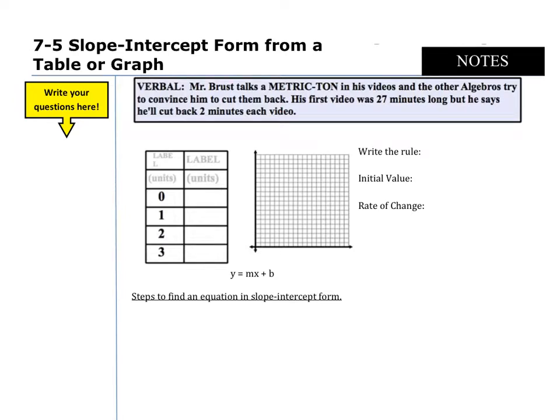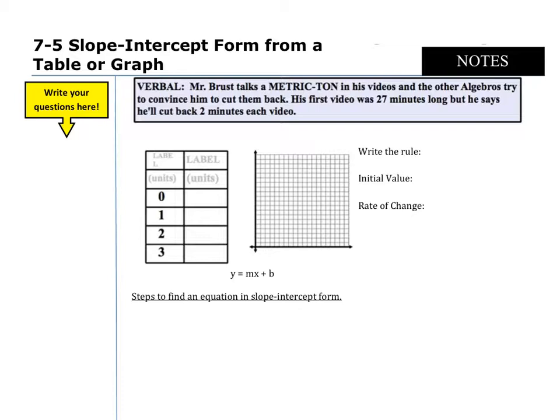Okay, so we're doing our last set of notes, 7-5, which is slope-intercept form from a table or graph. So now we're going to start figuring out what the rule is that goes with each situation. So Mr. Brust talks a metric ton in his videos, and the other algebros try to convince him to cut back. His first video was 27 minutes long, but he says he'll cut back 2 minutes each video.